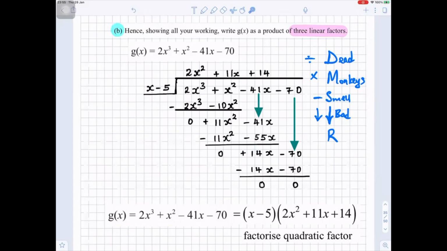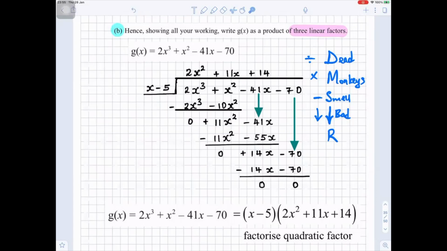So what we're going to do is 2x cubed divided by x. That's divide. It becomes 2x squared, because if you had 2x cubed divided by x, one of them would cancel. You're left with x squared. So it's 2x squared. You divide, now you multiply. 2x squared times x gives you 2x cubed. 2x squared times minus 5 gives you minus 10x squared. Next, subtract. 2x cubed minus 2x cubed is 0. X squared minus 10x squared. Minus and minus becomes a plus. So it becomes plus 11x squared.